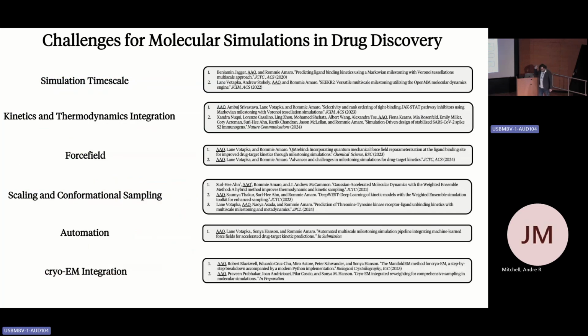So what we have identified over the past few years are the pertaining challenges for MD simulations for drug discovery: the simulation timescale, the integration of kinetics and thermodynamics, the force field, the sampling, the automation, and how do we communicate with experiments in terms of drug design when we have these conformational samplings available. I'm not going to talk about all of these, but I will try to cover as much as possible within the time frame here.